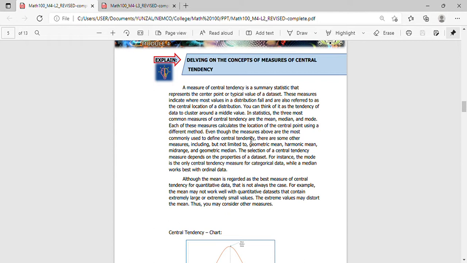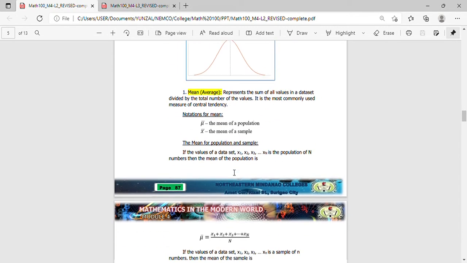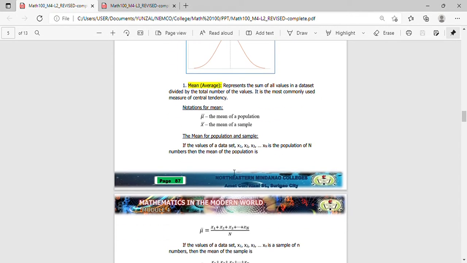That is not always the case. For example, the mean may not work well with quantitative data sets that contain extremely large or extremely small values. Extreme values may distort the mean. Thus, you may consider other measures. So, let's go first to number 1, which is about the mean or the average.